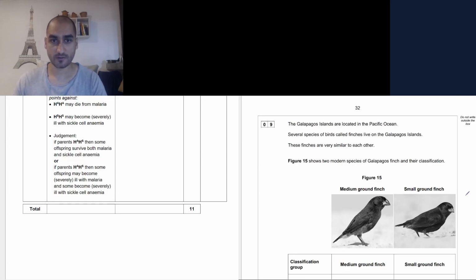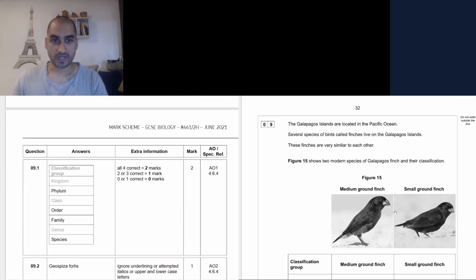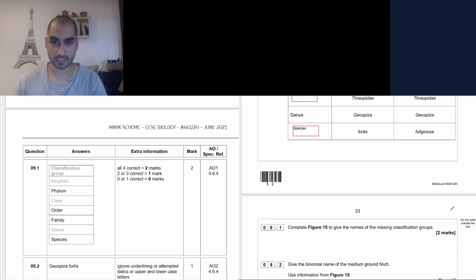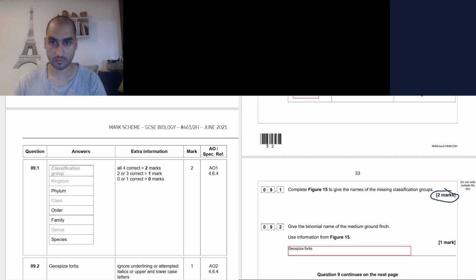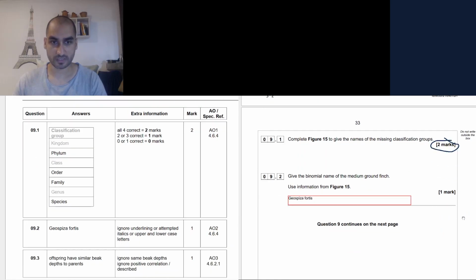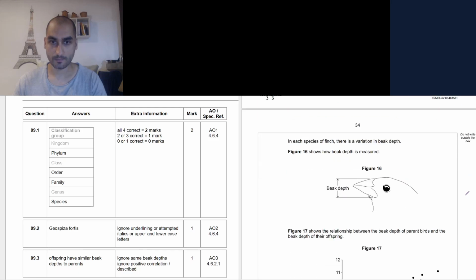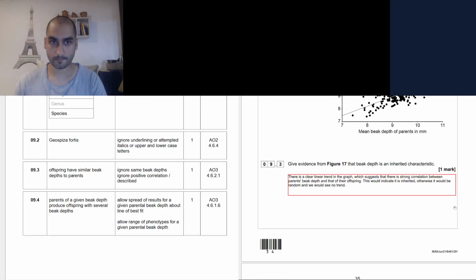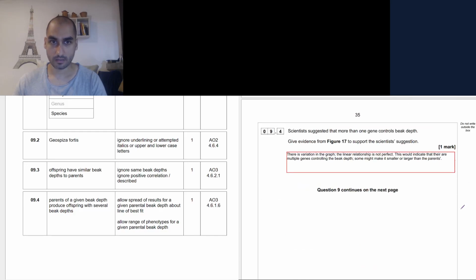Alright, finches. Phylum, order, family, species. Gay sex to the rescue. Geospiza are fortis. Okay, yeah, that's right. Yeah, basically said that. Yes, variation, spread of results. Yeah, I said that.